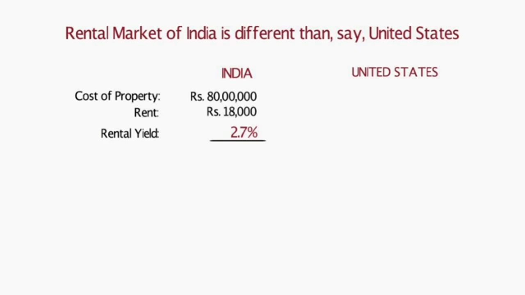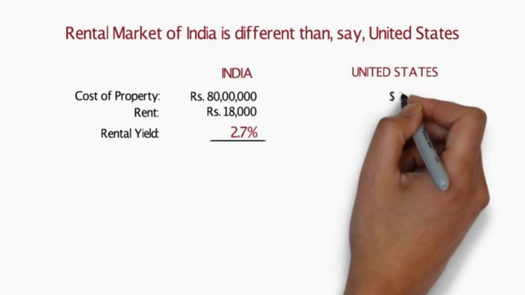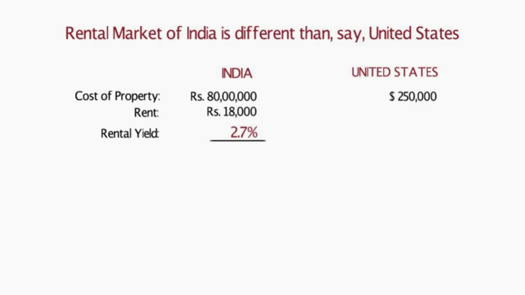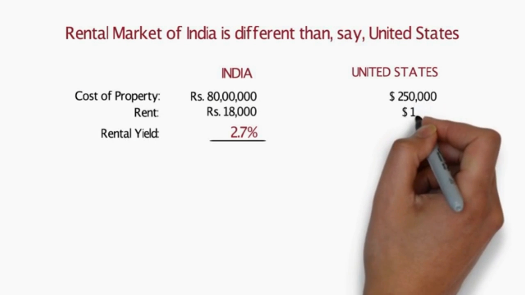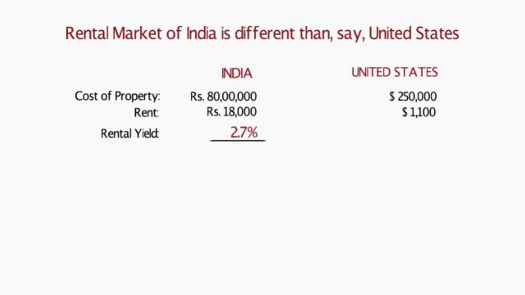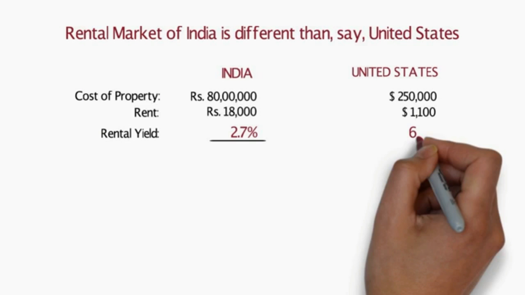And let's say I pick up a property on rent in the United States, and I'm not talking about a very high-end city here. Maybe we can talk about some mid-level city where the property may be costing around $250,000. I have found that the rent I will have to pay for this property would be around $1,100 a month. And if we calculate the total earning in a year against this property, it will be around 6.2%.